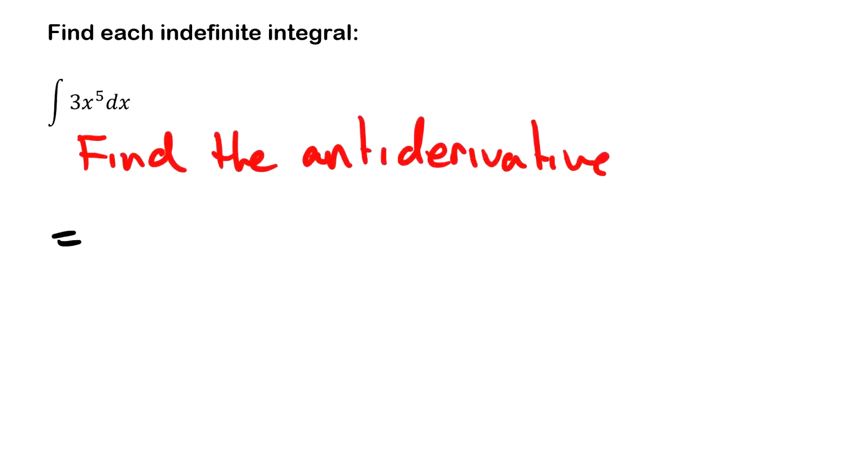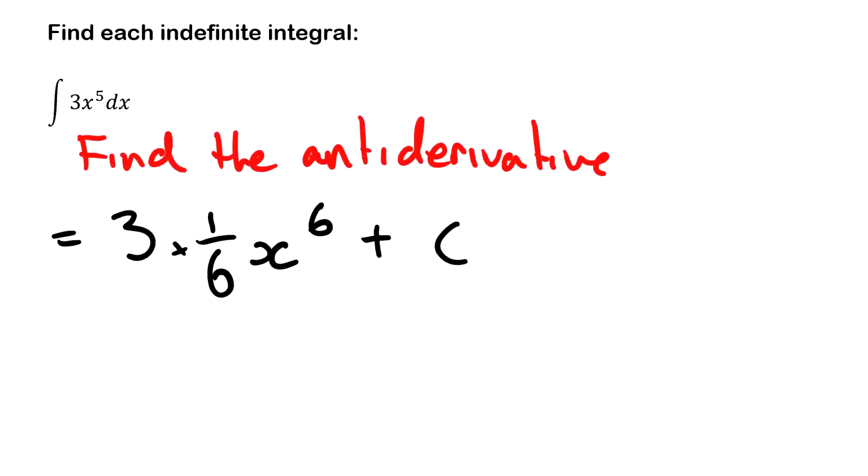So the 3 remains. Remember, the power increases by 1, so instead of x to the power of 5, we now have x to the power of 6, but we need to put the fraction of the new power out the front first. So we get 1 over 6, x to the power of 6. We have some sort of c constant that we don't know, and now we can simplify this out. So 3 times 1 over 6 becomes 1 over 2, which we can convert to x to the power of 6 over 2 plus c.